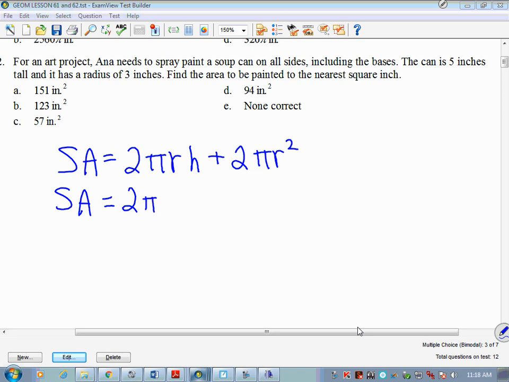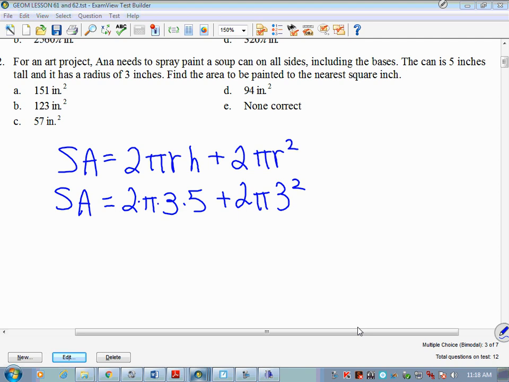Let's see, what is my radius? 3. What is my height? 5. Okay. I make sure to put a dot in there so that I know I'm multiplying 3 and 5 and it's not 35 somehow. Okay, plus 2 pi 3 squared. I'm going to leave pi out until the very end so that I'm not getting an approximation.